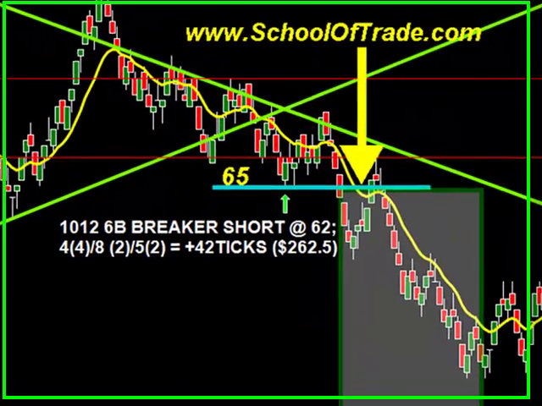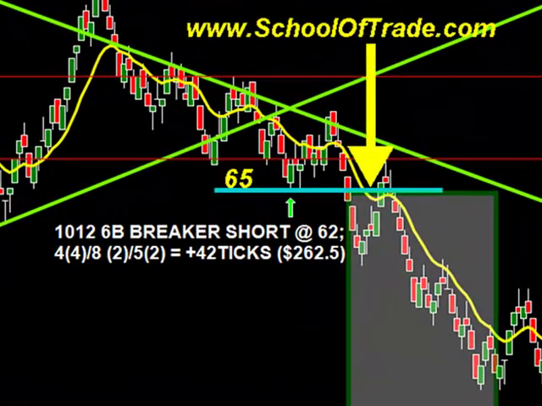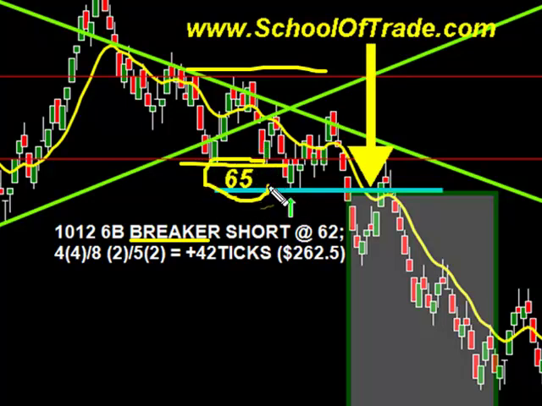This was another example, guys, of a trend continuation pattern. This one is called the breaker short. Another breaker pattern here, guys. So we had some consolidation up top, above the 70 even level here in the pound. Now, the pound, guys, is $6.50 per tick, so we trade a little bit larger size on that. This, of course, broke below the 65, that swing low.